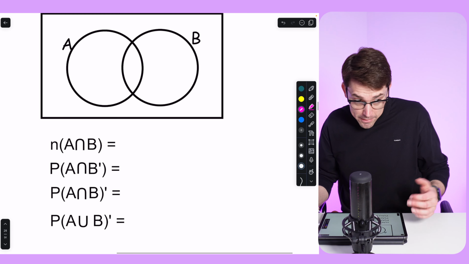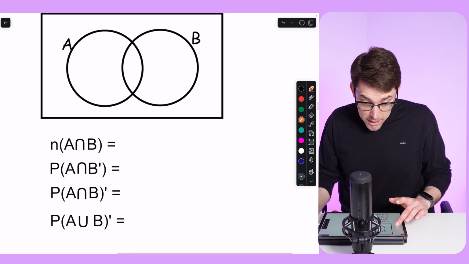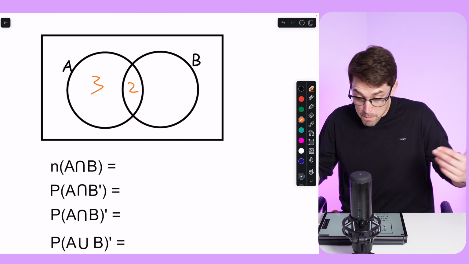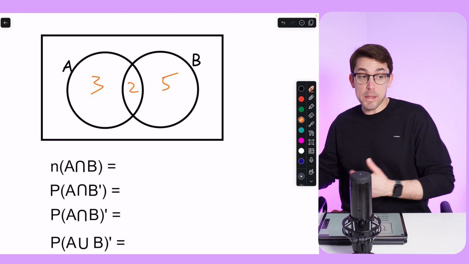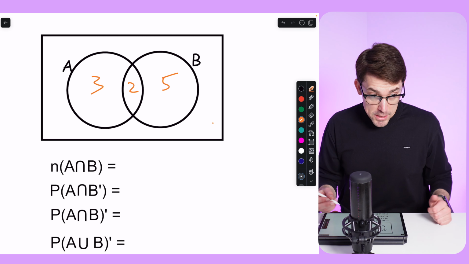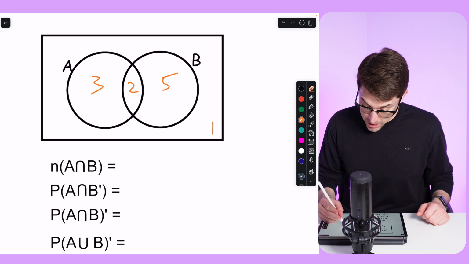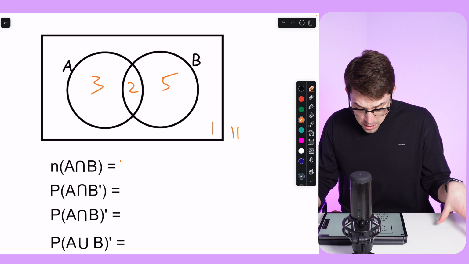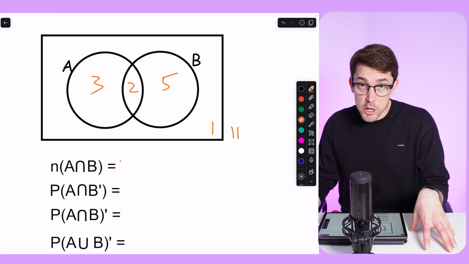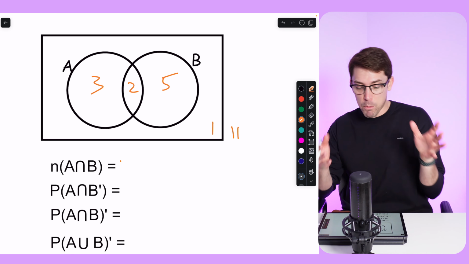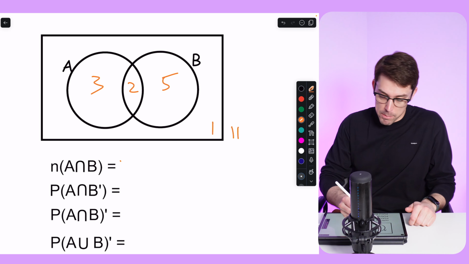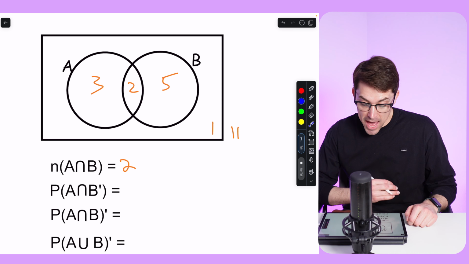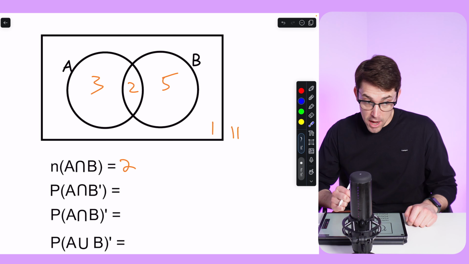Now let's take a look at a different example. Let's say there are 3 people in A and only A, 2 in the middle between these, and 5 in B and only B. And for the sake of argument, there's 1 person on the outside, and 11 total in this universe. So what's the number of A ∩ B? How many people is that? Remember, it's where A and B both occur simultaneously. That'll be 2 people. Now, what is the probability of A ∩ not B?